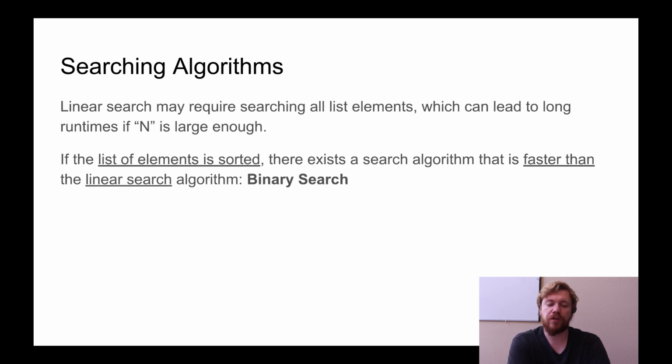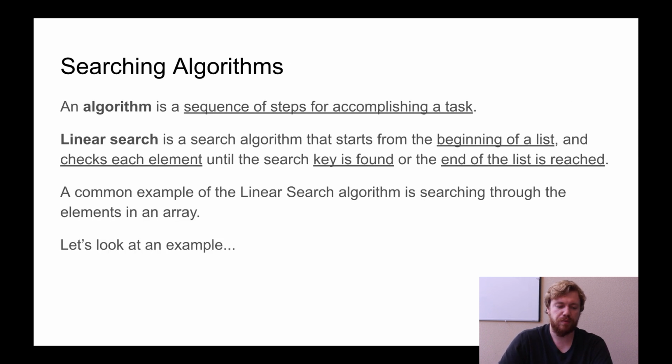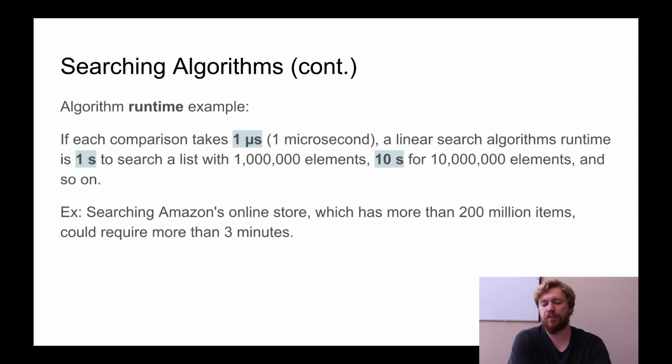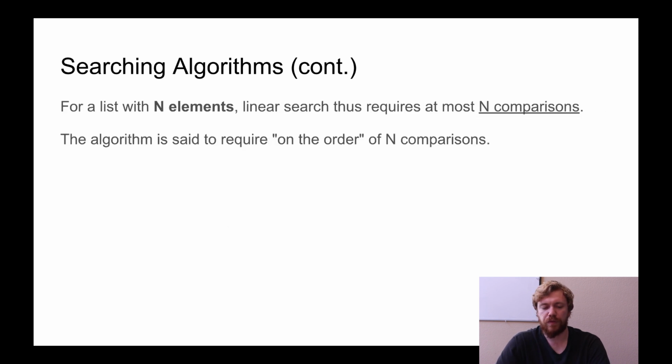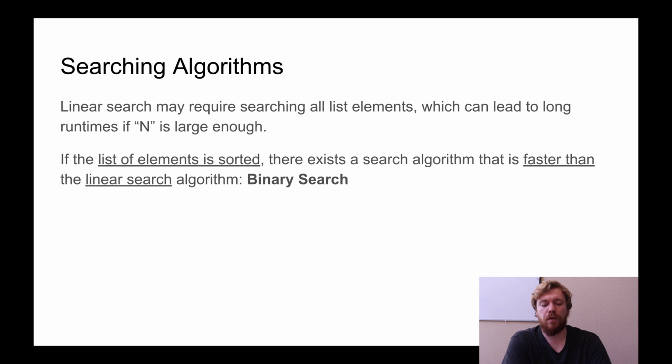And so linear search may require searching all list elements, which can lead to long run times if n is large enough. And that's what I was talking about before, right? Previously, 32 comparisons is not a big number, but if you talk about 200 million comparisons, or even larger, if we go back to the Amazon example, let's say a billion items, that would require a very long time to find the item that you're looking for, which is not desirable. And so that's why different search algorithms exist.